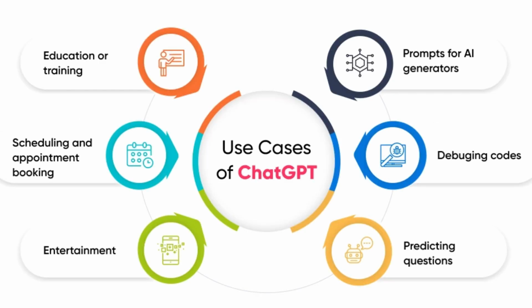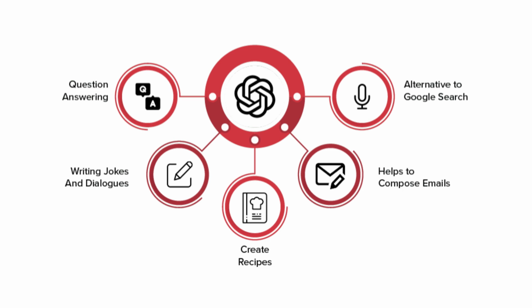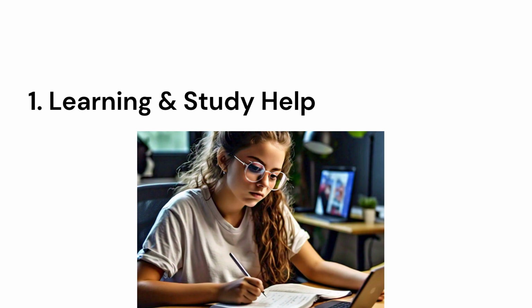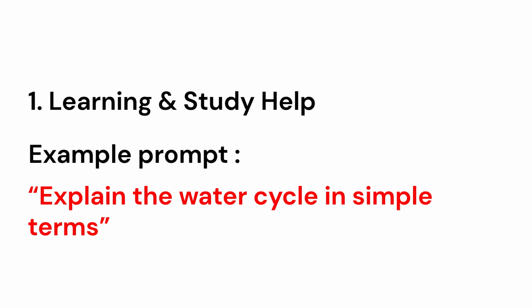Now let's talk about how you can use ChatGPT. Let us see some common and useful scenarios. The first use case we take is learning and study help. We will use the example prompt, explain the water cycle in simple terms. A prompt is natural language text describing the task that an AI should perform.